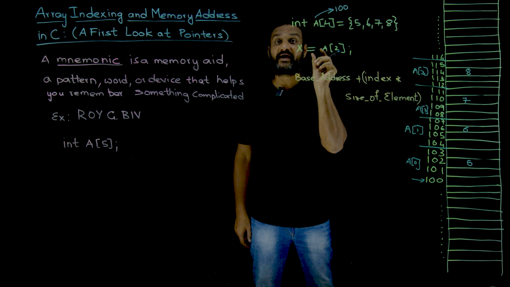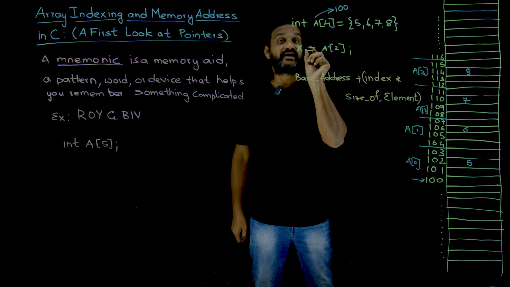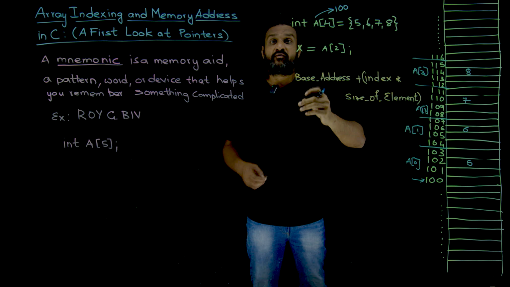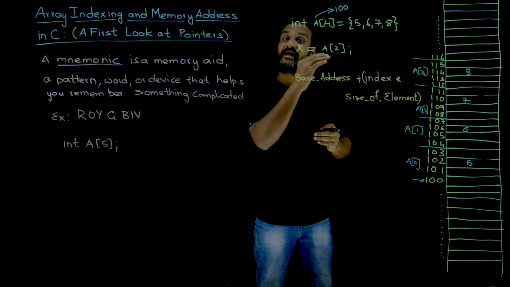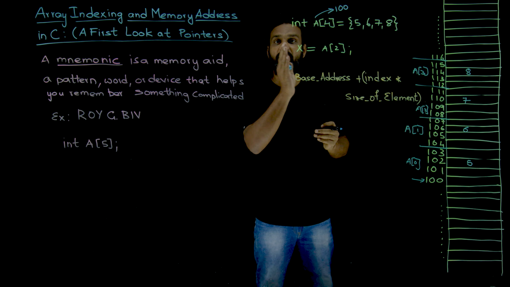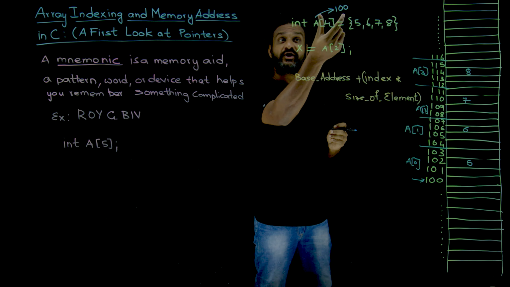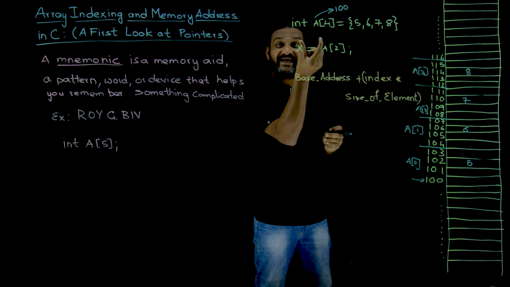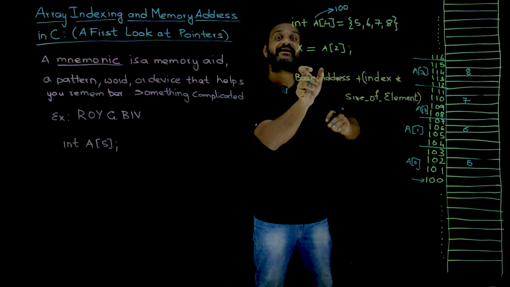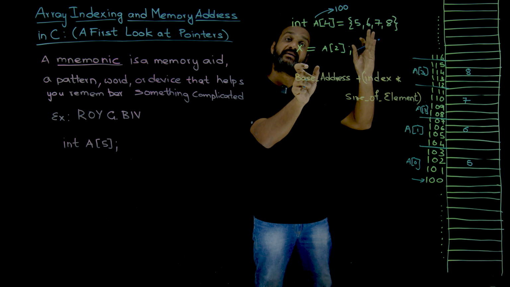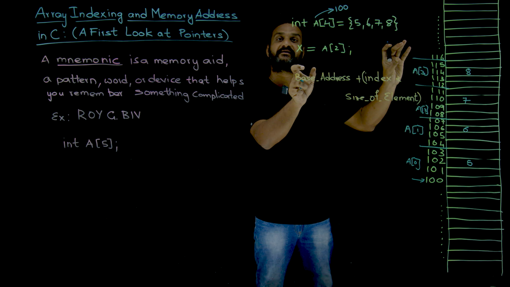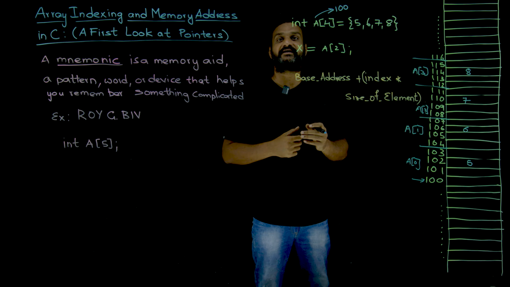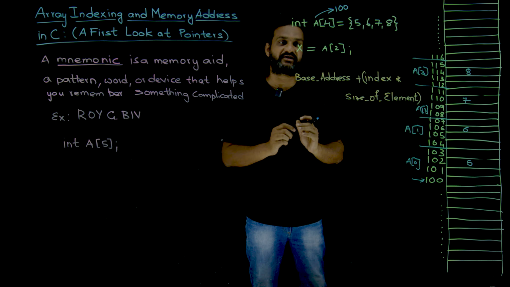So this is a memory aid. This is why we call the name of the array a mnemonic. It is a memory aid because whatever operations we do on this array, it is going to use this mnemonic, this address, as a basis, so that we can calculate the exact memory location and access that element. This process is what we call array indexing. So how that calculation is done, that we will try to understand.